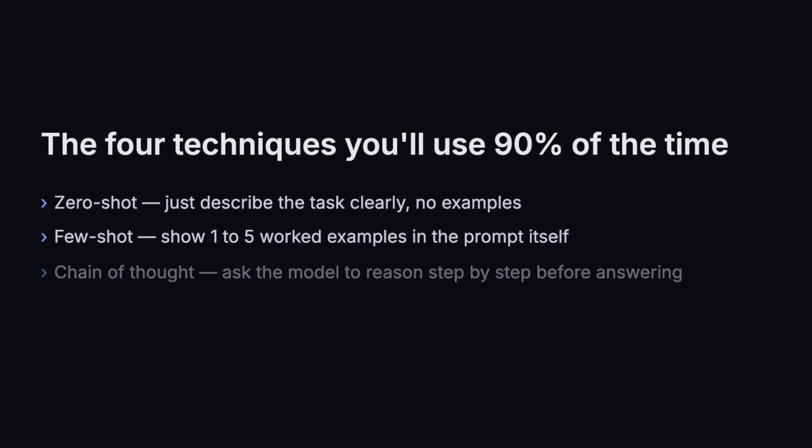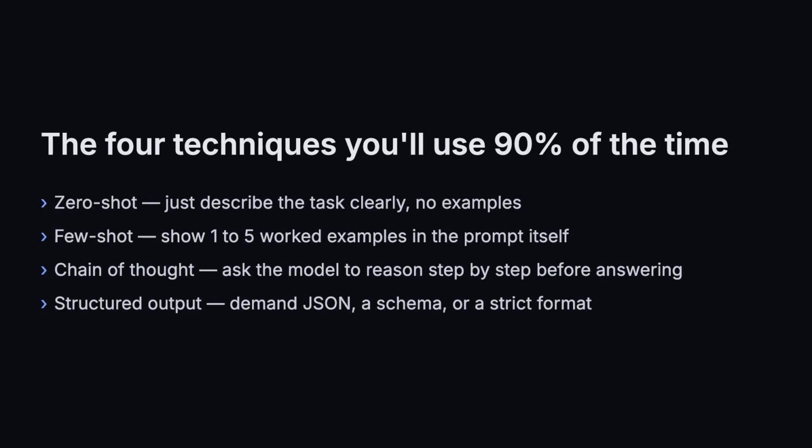4 techniques cover almost everything. Zero shot is just asking with clear instructions. Few shot means including a handful of worked examples right inside the prompt. Chain of thought asks the model to think step by step before producing its final answer, which dramatically improves performance on reasoning tasks. And structured output forces the model into a parsable format like JSON.